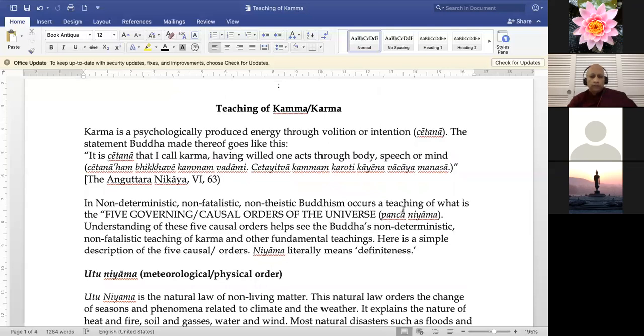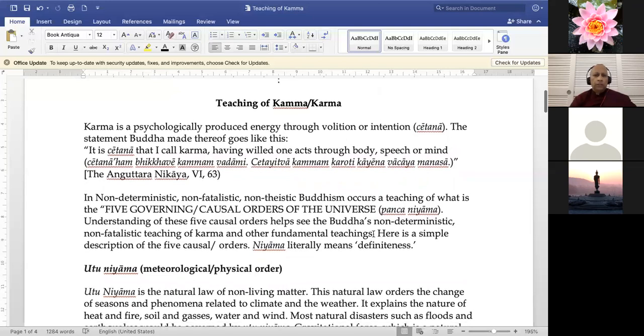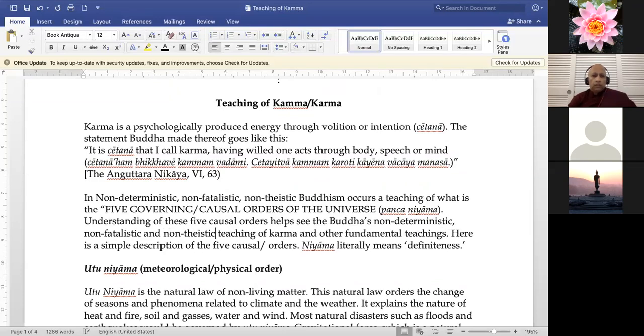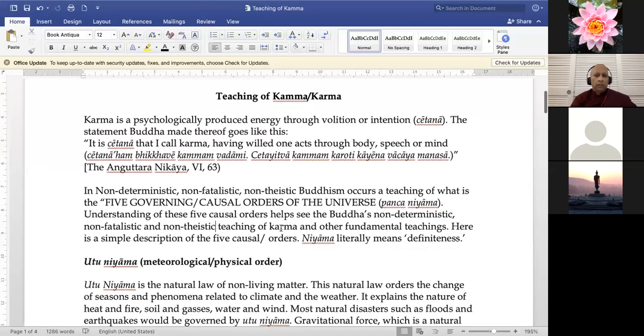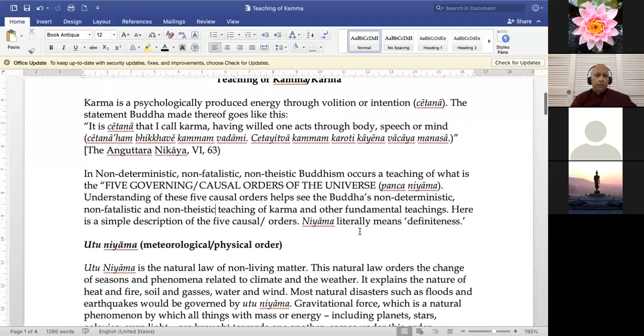That's called niyamas. So they are niyamas. Niyama is a certain order. Understanding of these five causal orders helps to see the Buddha's non-deterministic, non-fatalistic, and non-theistic teaching. I will upload this again with the corrections and additions. The teaching of karma and other fundamental teachings is a simple description of the five causes. So now let's go through the niyamas here. And niyama also means definiteness.